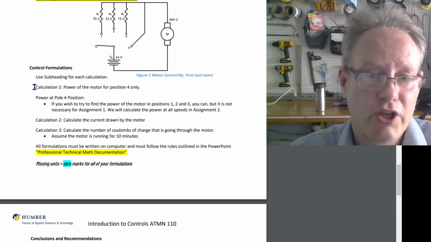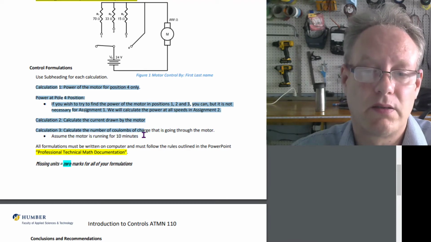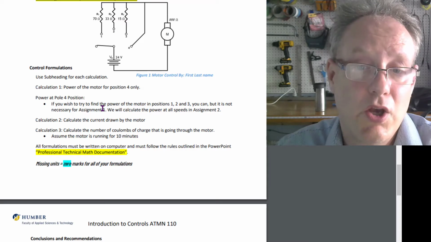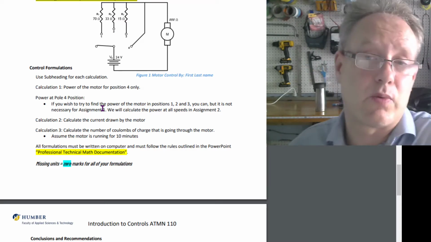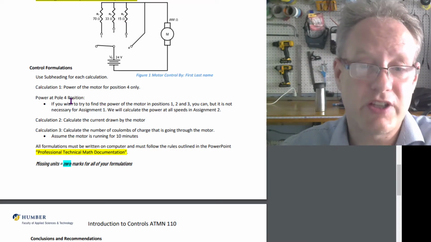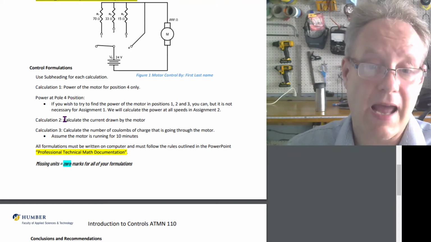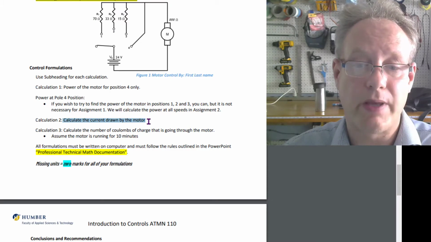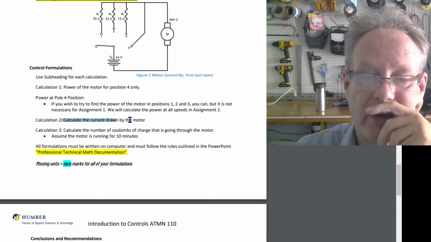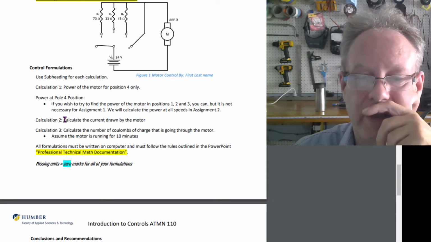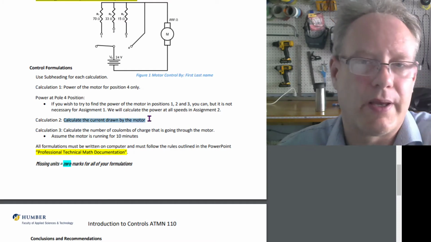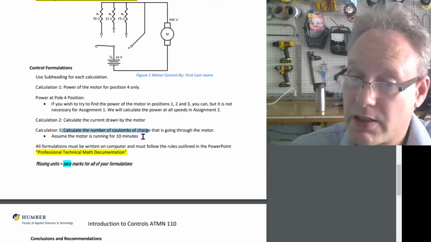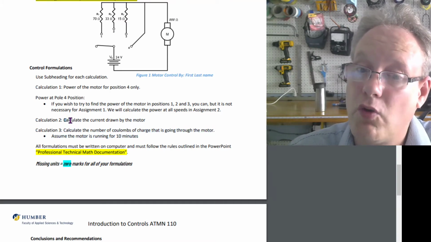Control formulations. You need to calculate 3 things. It's not a big deal. You know these formulas already, or you will know the formulas next week. We're going to study power next week, so you can just throw the one formula in. You can calculate the current drawn by the motor, and that'll be Ohm's law. But you don't know how to do that yet. We haven't studied it. We're studying Ohm's law next week. Okay, so you can calculate that. You already know this. You can calculate this, but you need to know the current first.